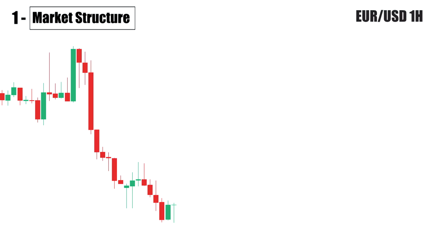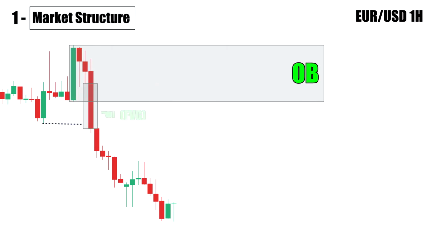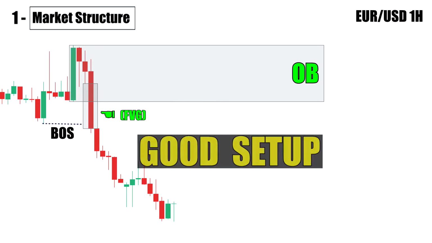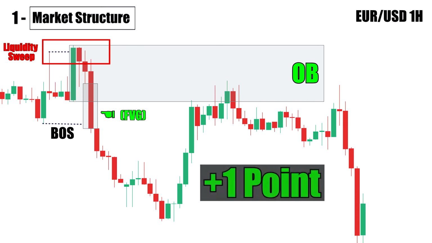Here on the Euro USD 1-hour chart, the market is clearly trending downward. We can identify an order block that caused an inefficient move and a clear break of structure. That already makes it a solid setup. But here's what makes it even more interesting. The initial move that started this entire leg was a liquidity sweep. That tells us smart money likely stepped in at the start, so we give this setup plus 1 point as a high probability trading opportunity.